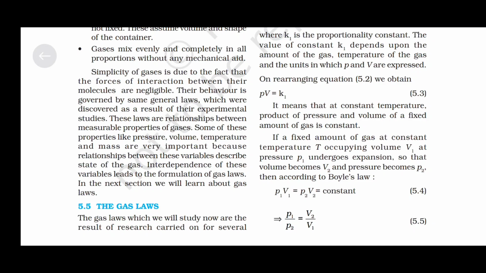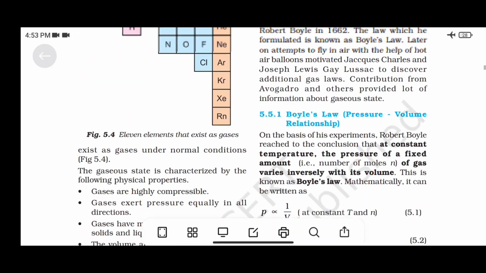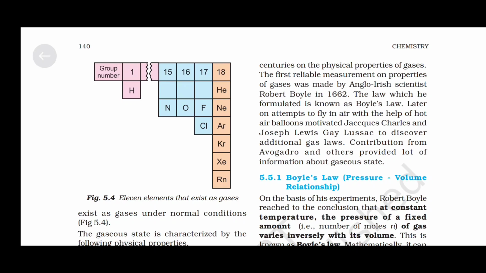The gas laws. The gas laws which we will study now are the result of research carried on for several centuries on the physical properties of gases. The first reliable measurement on properties of gases was made by Anglo-Irish scientist Robert Boyle in 1662. The law which he formulated is known as Boyle's law. Later on, attempts to fly in air with the help of hot air balloons motivated Jacques Charles and Joseph Louis Gay-Lussac to discover additional gas laws. Contributions from Avogadro and others provided a lot of information about the gaseous state.